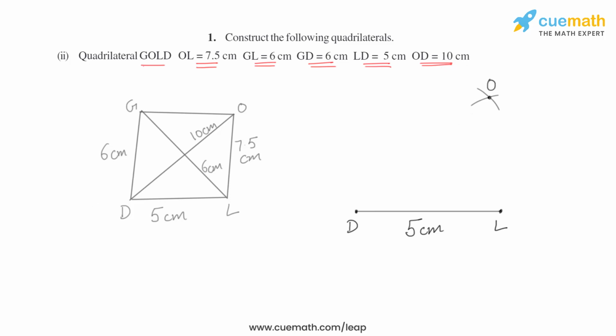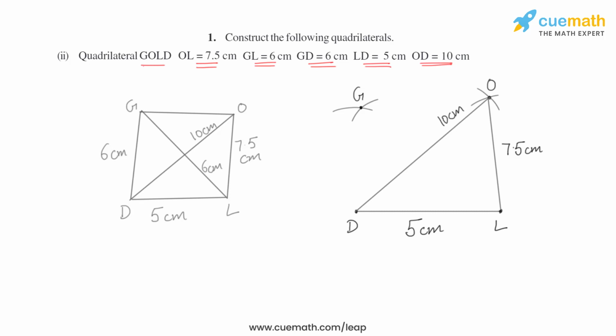Join OD and OL and mark the lengths. OD is 10 centimeters. We took the radius as 10 centimeters. OL is 7.5 centimeters. Next, with D as center, draw an arc with a radius of 6 centimeters, and with L as center, draw an arc with a radius of 6 centimeters, and the point of intersection is point G.